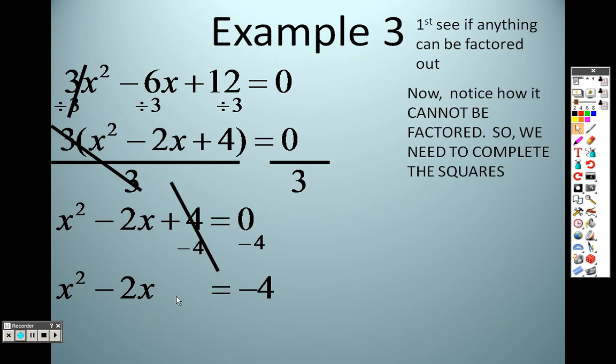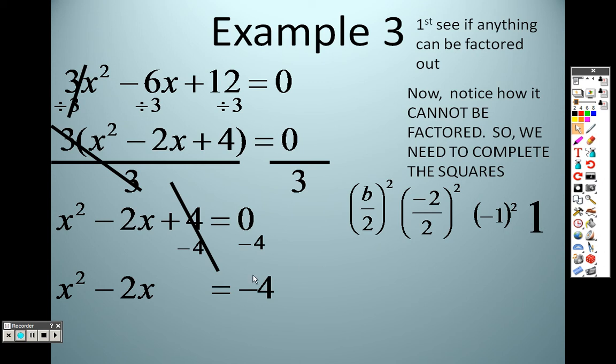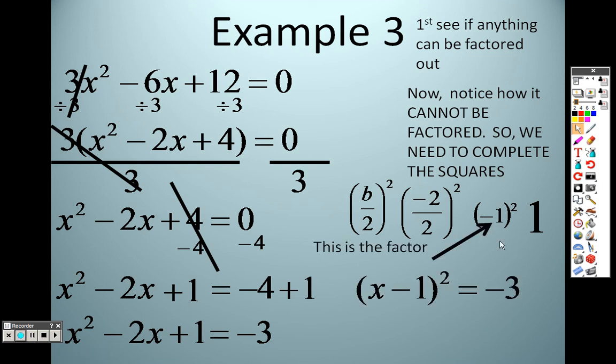Now when I do b over 2 squared, my b is a negative 2. So negative 2 divided by 2 is negative 1, squared, and negative 1 squared is 1. What that means is I need to add a 1 to both sides. And when I combine that, I get x squared minus 2x plus 1 equals negative 3, because negative 4 plus 1 is negative 3. This negative 1, that is my factor. So all of this side factors into x minus 1, because it's negative. That's the factor. So it's x minus 1 squared equals negative 3.